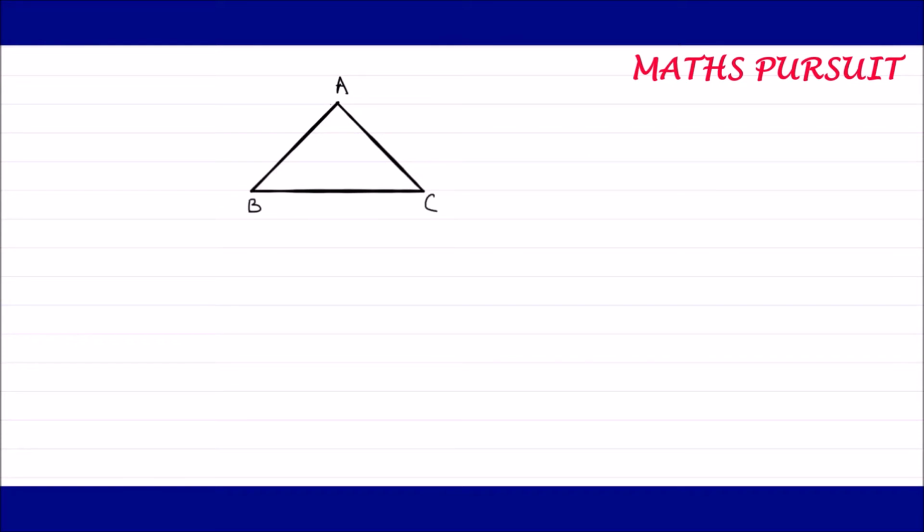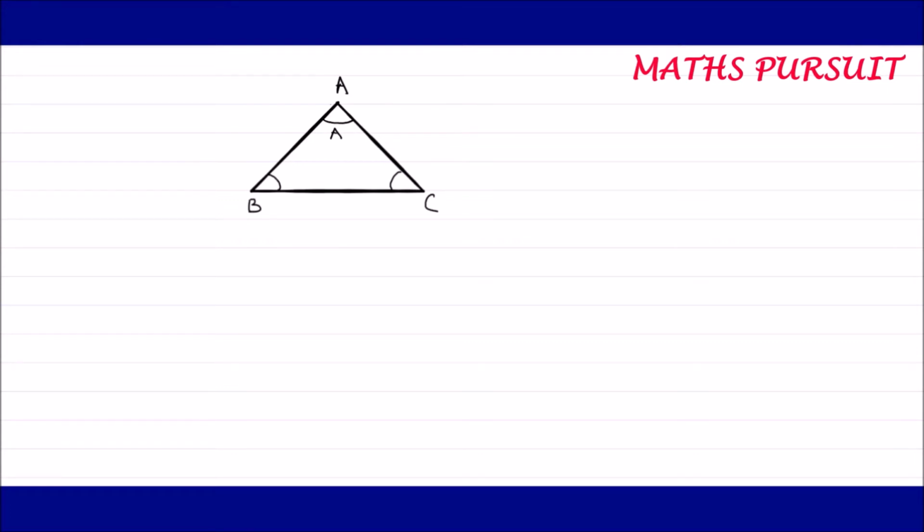Now this is what is being given in the question. Let these angles be: this is angle B, this is angle C and this is angle A. So the corner A is angle A, corner B is angle B and this corner is angle C. Now if A, B and C are interior angles of a triangle ABC, then show that.